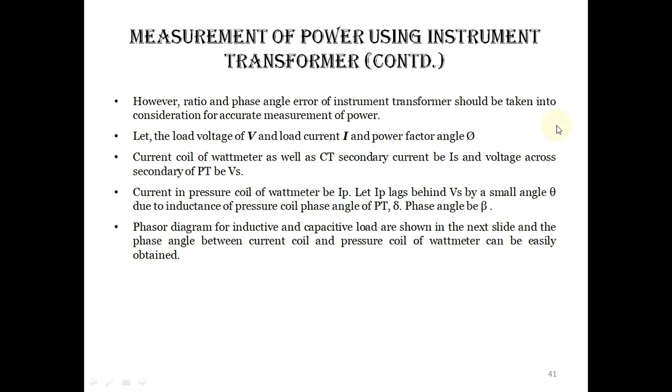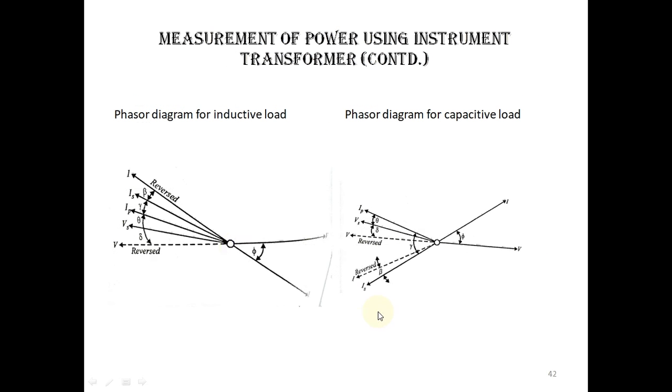Whatever I have just discussed with you is written here. You only have to consider what IP, what IV are, and the small angles theta, delta, beta, etc. Now we will draw the phasor diagram for inductive and capacitive load. This is your voltage and current in the actual circuit. For inductive load, you know current lags, that is phi. Now both of them are taken as reversed.